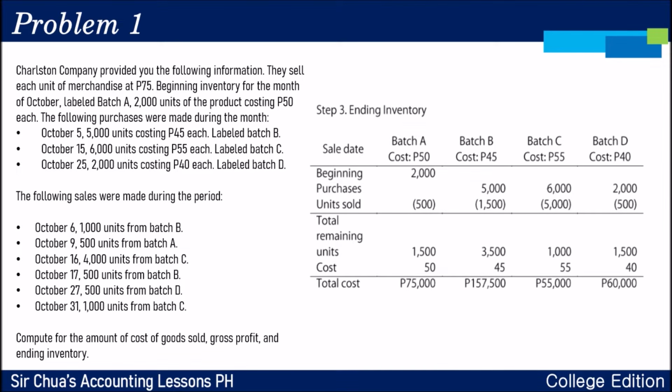Multiply din po natin sa cost associated with those batches. That is your total cost of ending inventory per batch. Add po natin lahat ng batches. Your total amount of ending inventory is 347,500.